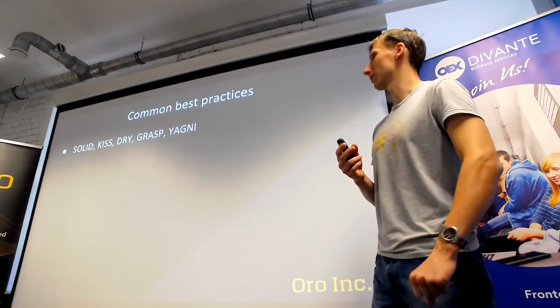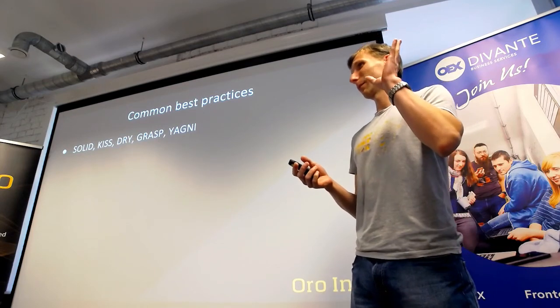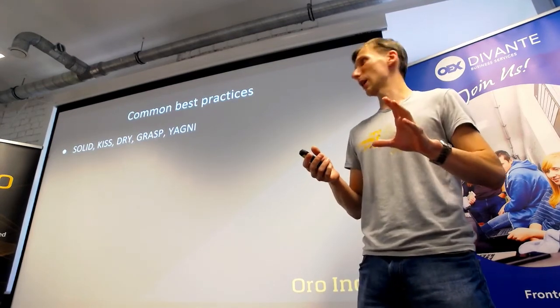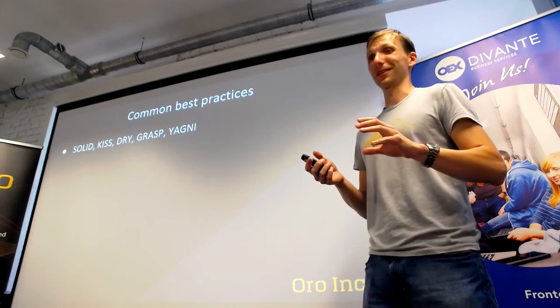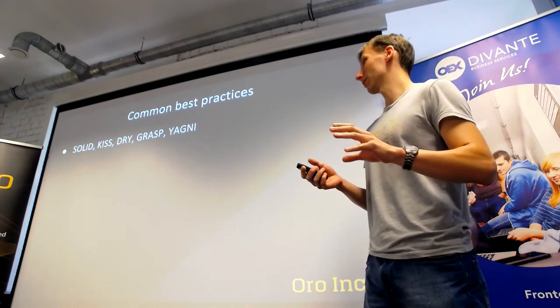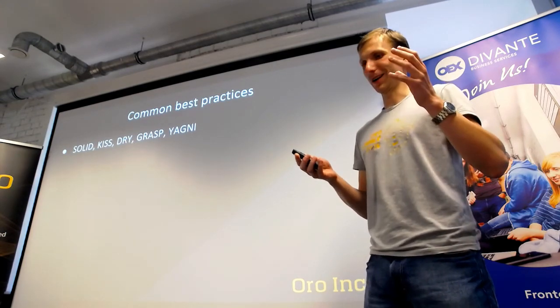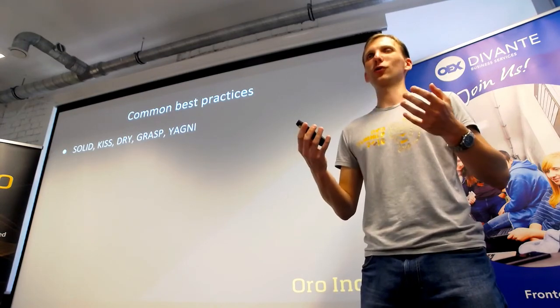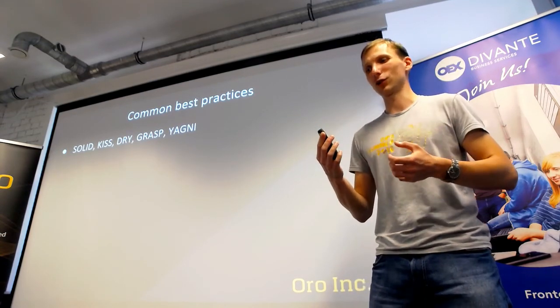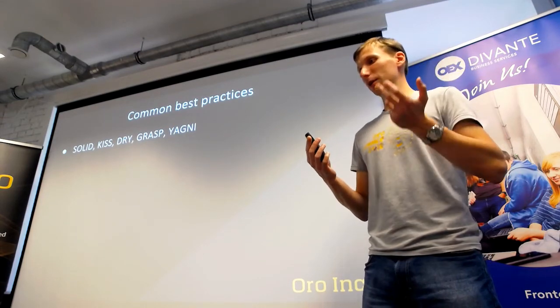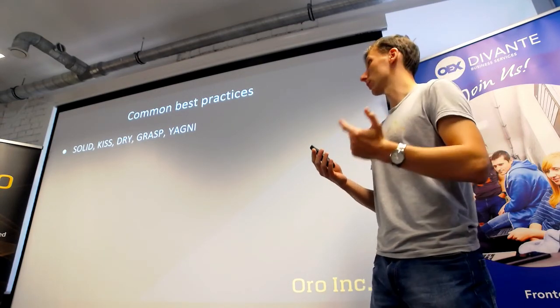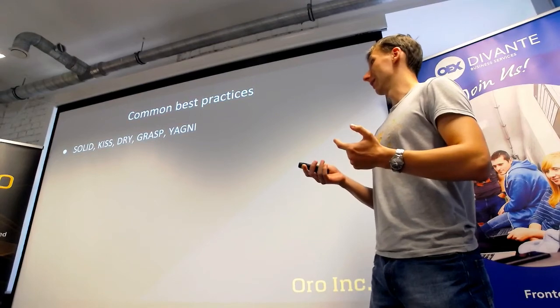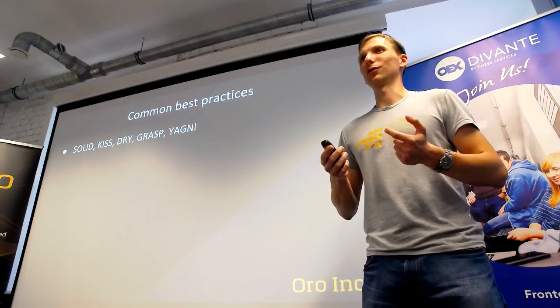So SOLID is just about thinking about single responsibility, keeping things separate. KISS is about keeping things simple. DRY is about not doing copy paste. GRASP is a combination of all possible good patterns you have in software engineering, like low coupling, high cohesion, entry points, and so on. And YAGNI is about not doing what you really don't need to do.